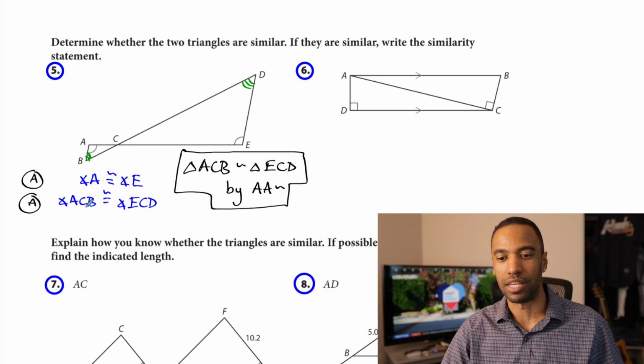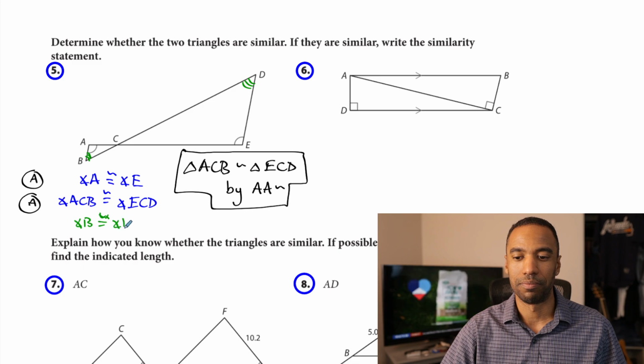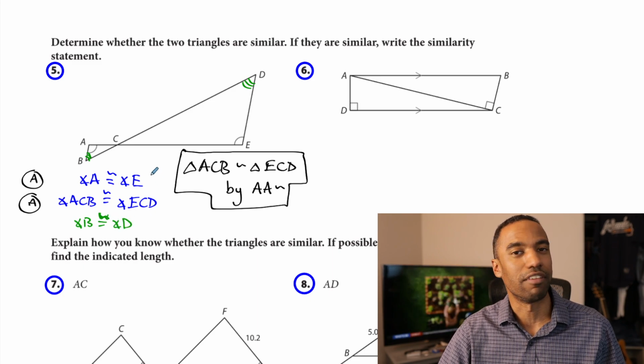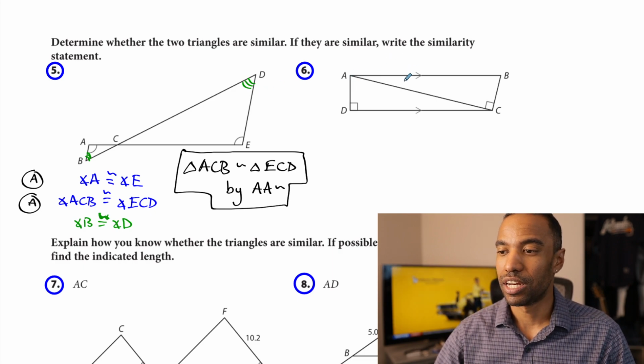I'm not going to do that, but yes, angle B is congruent to angle D. But we already found our angle, angle. Nice to be creative every so often, right? All right, and you know what? It's helpful for number 6. You look at number 6 right here.